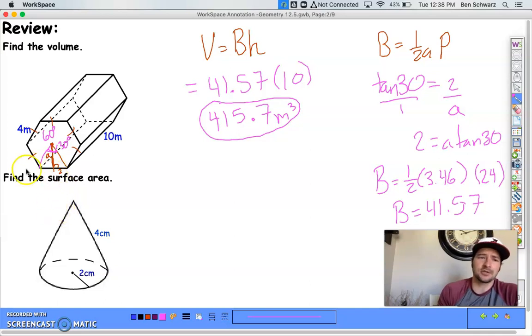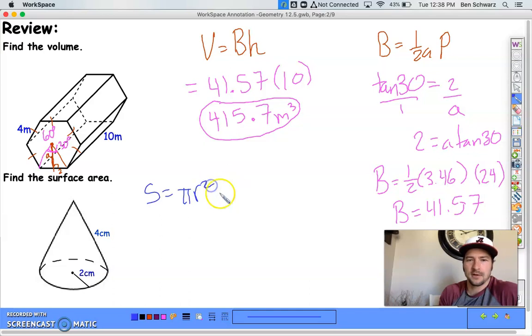Next, you got to pay attention to direction, especially when you get to our test at the end of the unit here. This says find the surface area, so make sure you're not finding volume instead. So surface area of a cone is pi r squared plus pi r L, if you remember. So pi times r, which is 2, so 2 squared.